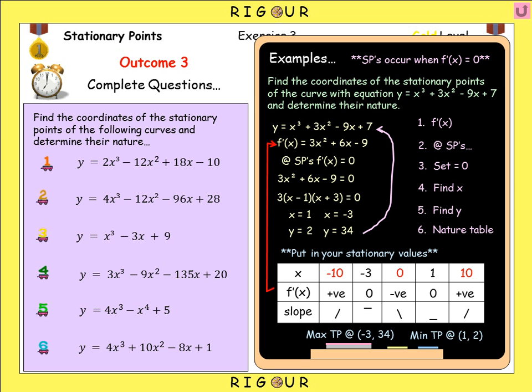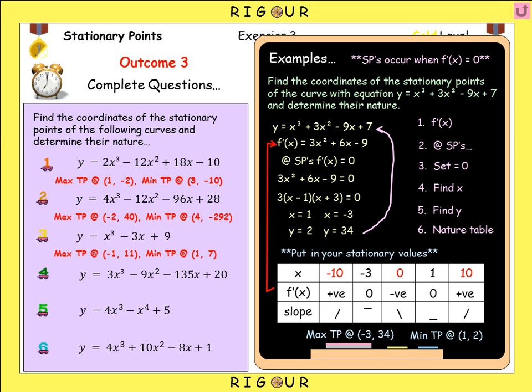Okay, you've unpaused the video. Let's see how we go on with this quite long-winded question. So the first one, you should get a maximum turning point at 1, minus 2 and a minimum turning point at 3, minus 10. Second one, we should get a maximum turning point at minus 2, 40 and a minimum turning point at 4, minus 292. Number 3, we should get a maximum turning point at minus 1, 11 and a minimum turning point at 1, 7. Number 4, maximum turning point at minus 2, 63 and a minimum turning point at minus 5, minus 505.